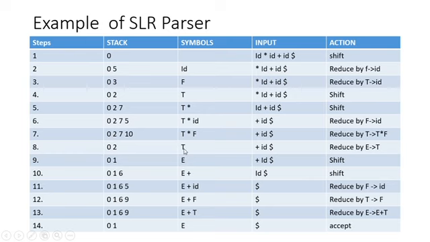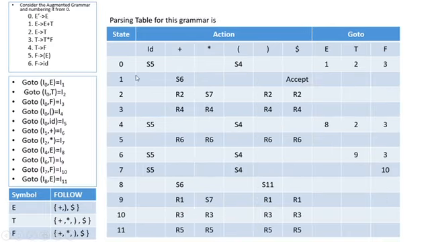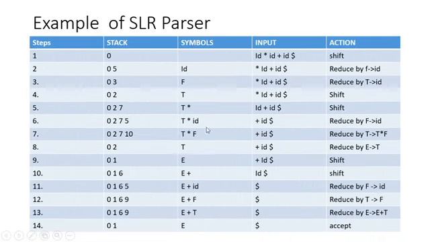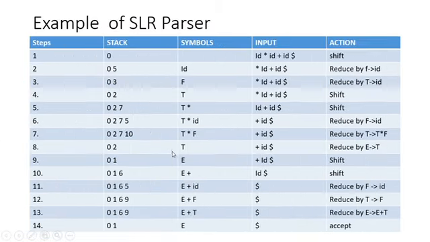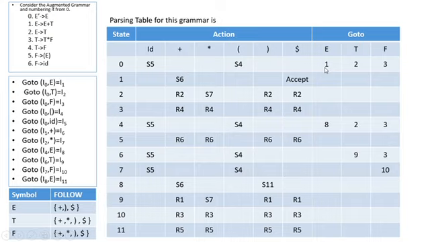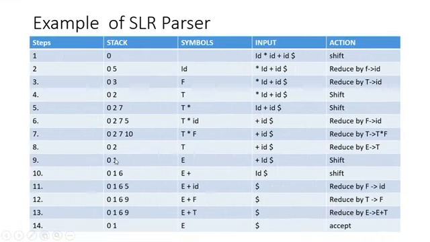So 0 with T, we look at the table now. 0 with T gives you 2, so that gives you 2 here. 2 with plus, it is a reduce of 2. Reduce of 2 is what? E derives T. That means T is changed to E, and 2 is removed from here, exposing 0. So 0 with E will give you 1, so 1 is placed there.